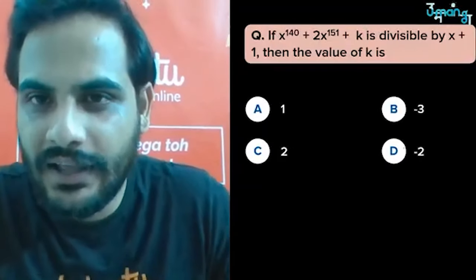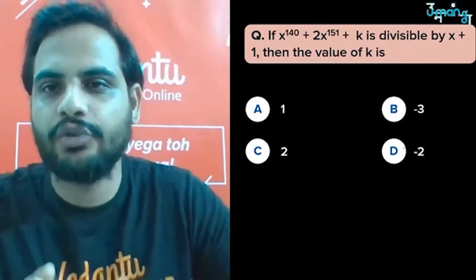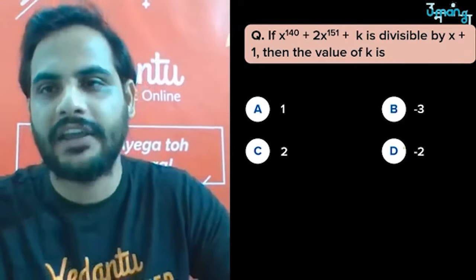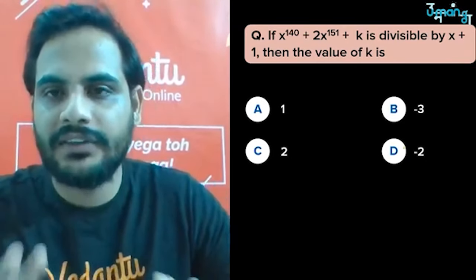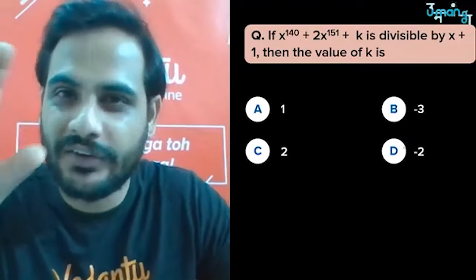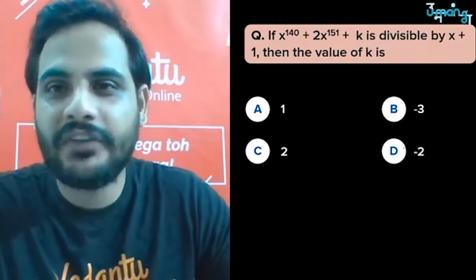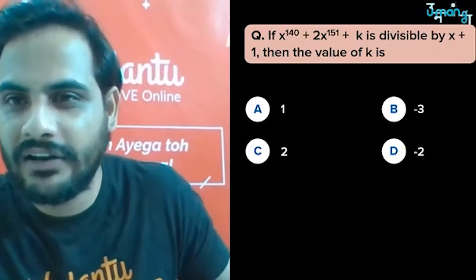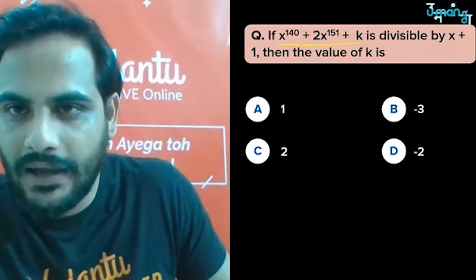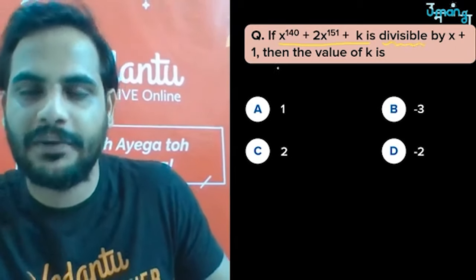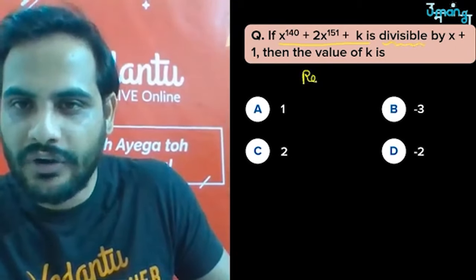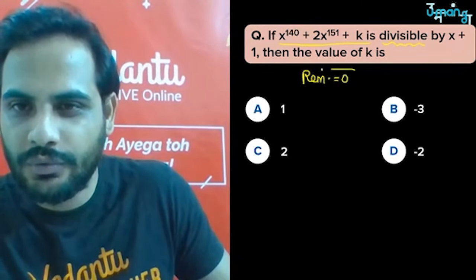Next question: x raised to the power 140 plus 2x raised to the power 151 plus k is divisible by x plus 1, then find the value of k. Now these kinds of questions, if you go by the long division method, will take forever, but with the remainder theorem it is very easy because they have clearly told that this part is divisible by x plus 1. That means I know remainder is equal to 0.